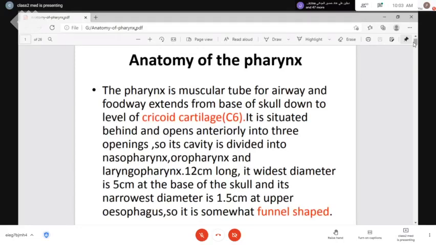It's long, about 12 centimeters. Its widest diameter is 5 centimeters at the base of the skull, and its narrowest point is about 1.5 centimeters at the upper esophagus. So it is somewhat funnel shaped.